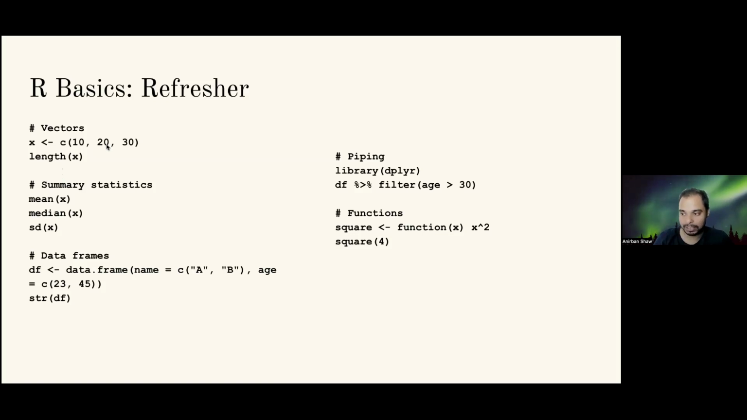20 itself is an atomic value. So c takes a number of atomic values as input and gives a vector as an output. length takes a vector as an input, like you see, it's taking this x as an input and outputs the length of that vector. Similarly, mean, median, sd, these are all functions. These take a vector as an input and give the corresponding mean or median or the standard deviation.